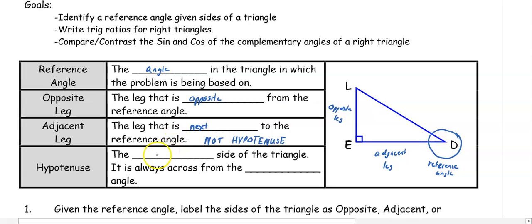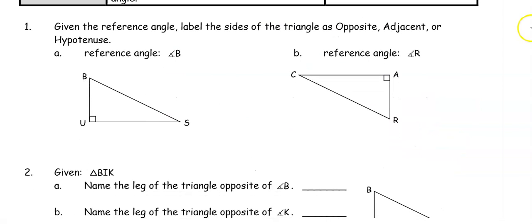And then our hypotenuse is the longest side of the triangle, and it's always across from the right angle. So what I usually do is I label my opposite side and my hypotenuse first, and then the third side has to be the adjacent side. So given the reference angle, label the sides of the triangle as opposite, adjacent, or hypotenuse.